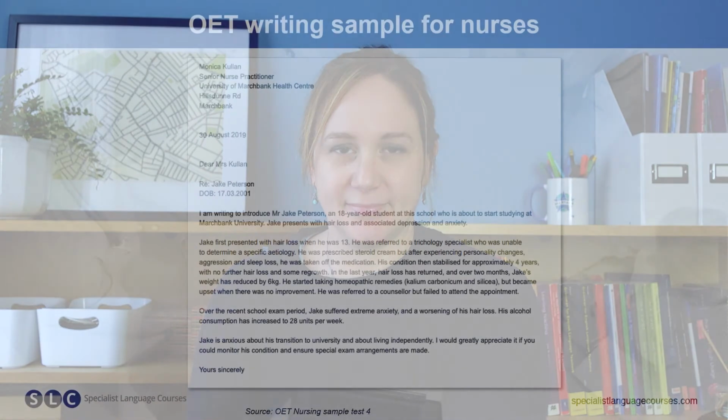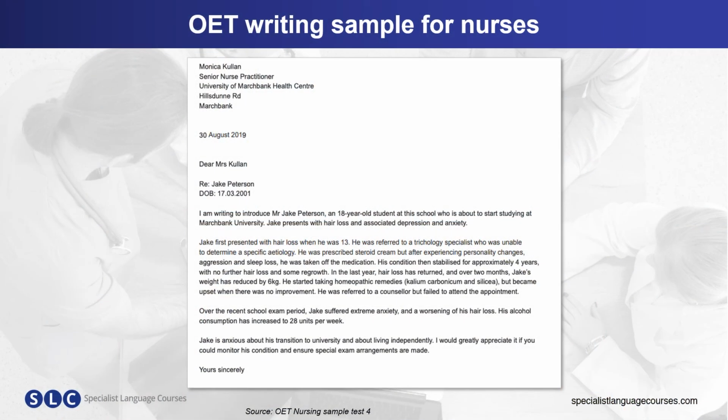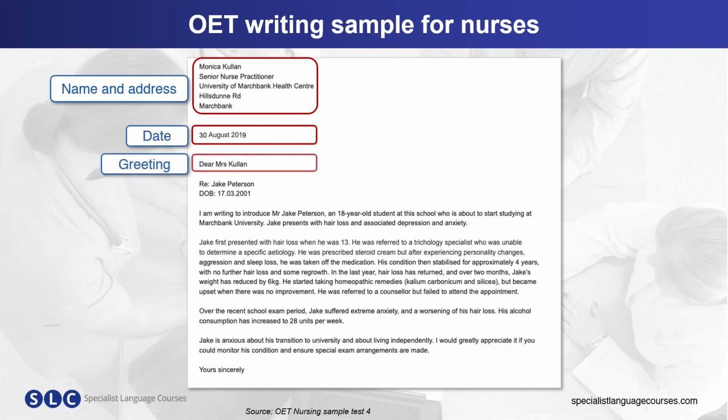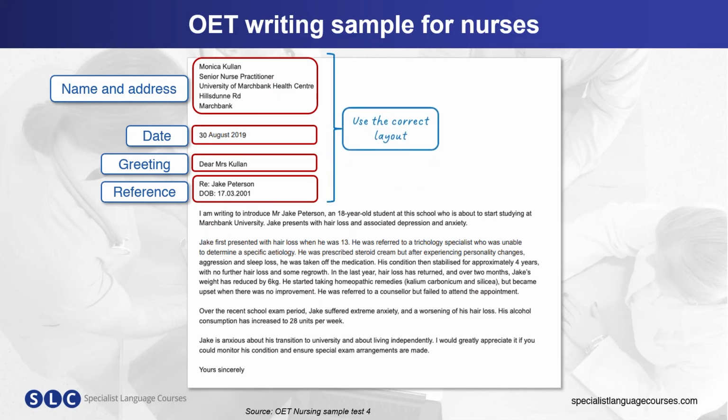Okay, so now let's take a look at a sample letter for the Jake Peterson case. We can see here that the letter has been laid out correctly with the name and address of who you're writing to, the date, the greeting, and the reference. By familiarizing yourself with the correct layout to use, this will help you score well in organization and layout.